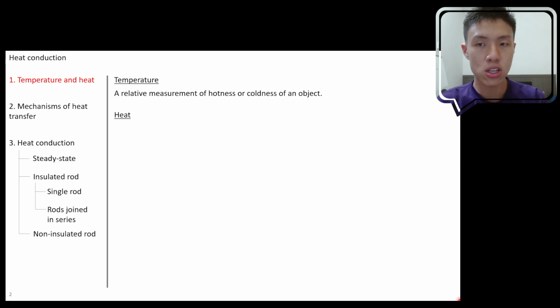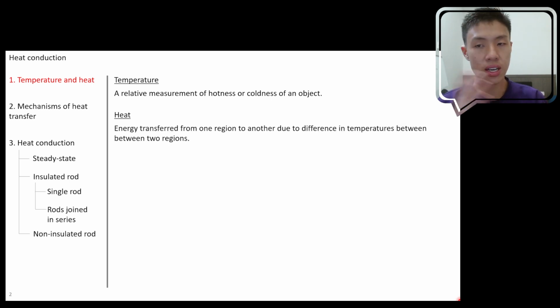Any system that is hotter than this has a temperature higher than 0. Whereas any system that is colder than the system in which the ice melts, we will say has a lower temperature than 0, a negative temperature. So it's a scale that we use to describe how hot or how cold a system is. Okay, so heat, on the other hand, is the energy transferred from one region to another.